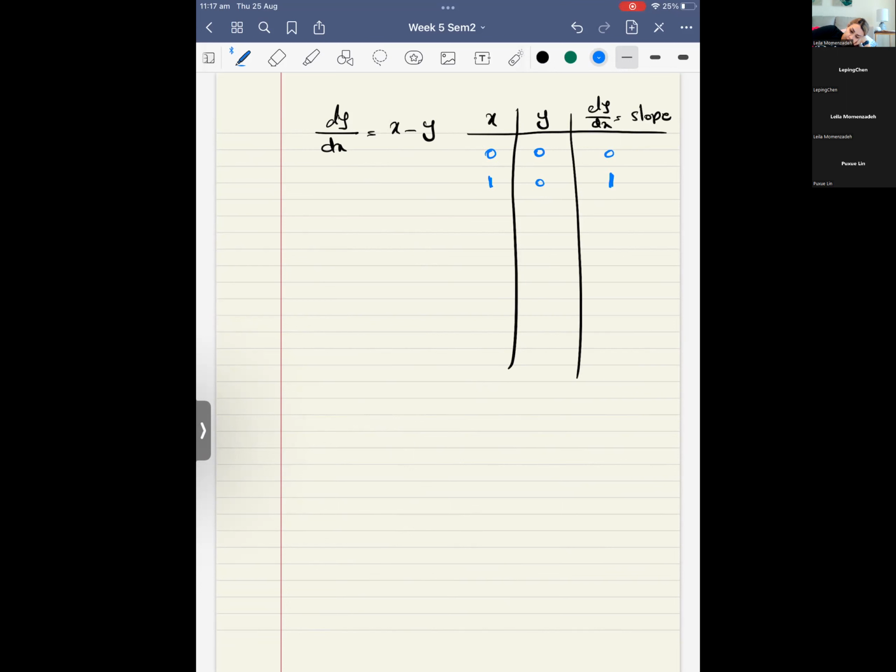If I put 2 and 0, the slope is 2. If I put -1 and 0, slope is -1, -2 and 0, slope is -2, and so on. For example, 2 and 2 is 0. Now how is the slope negative or positive.